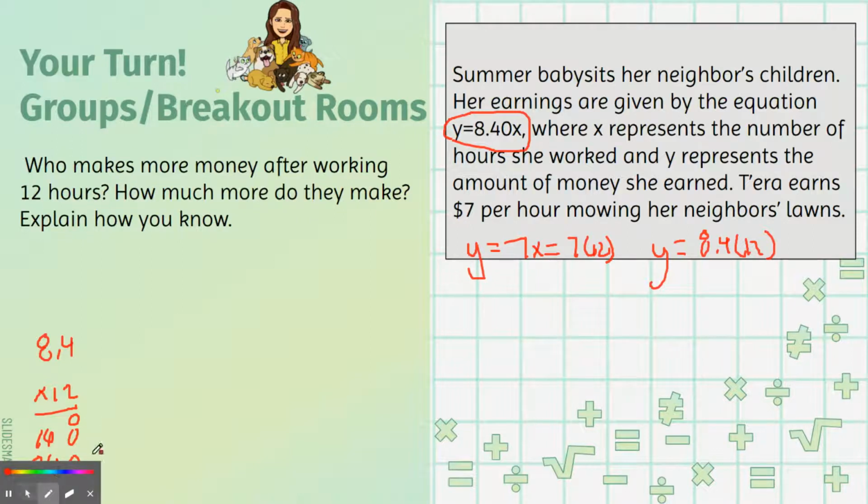Now I'm going to add that together. 8 plus 0 is 8. 6 plus 4 is 10. Carry the 1. 1 plus 1 plus 8 is 10. Carry the 1. I need one decimal place, so Summer makes $100.80 in 12 hours. Let's find out how much Tiara makes.